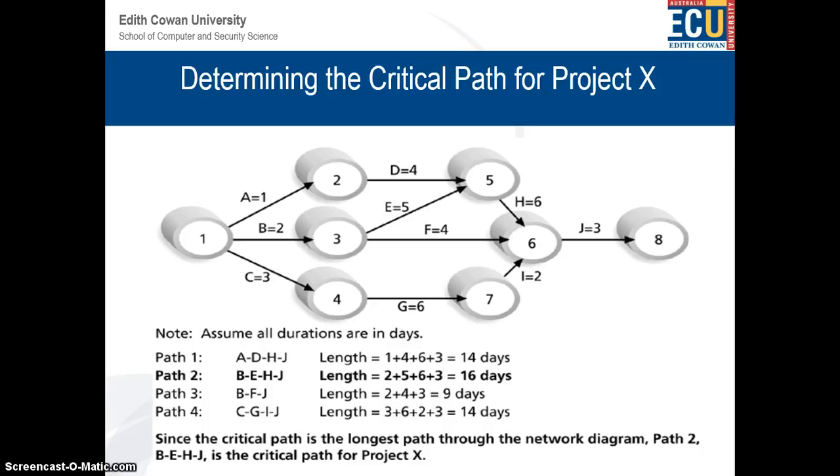What it means is, what is the worst situation here? The critical path is the minimum time a project is going to take, and path 2 is our critical path. Right.